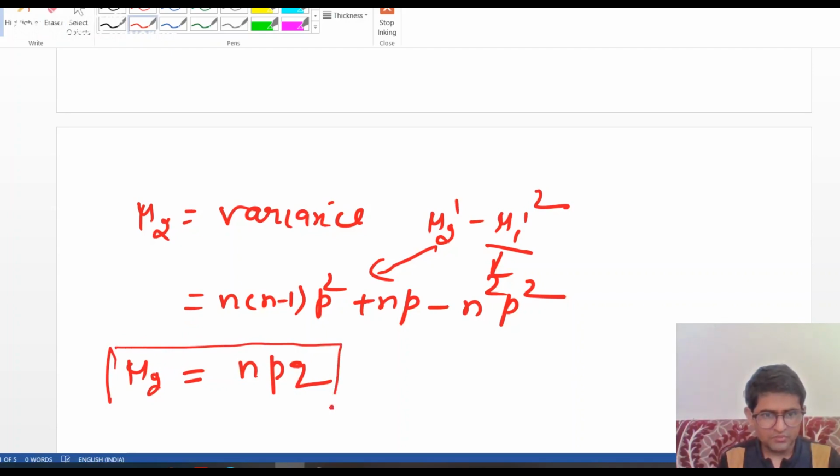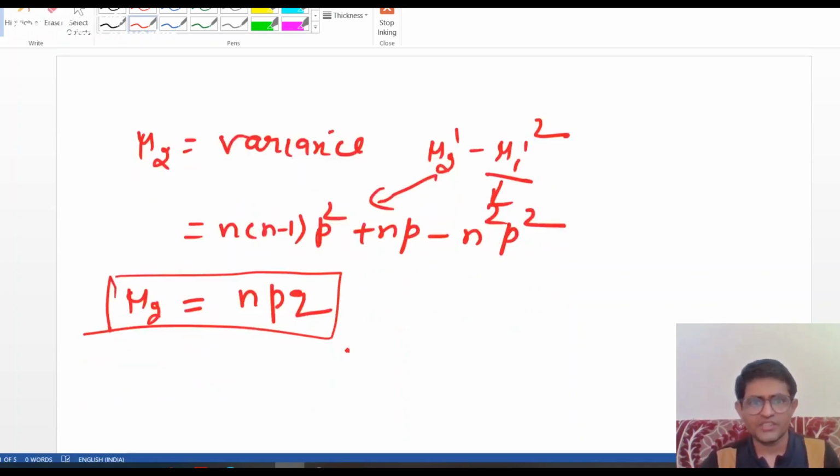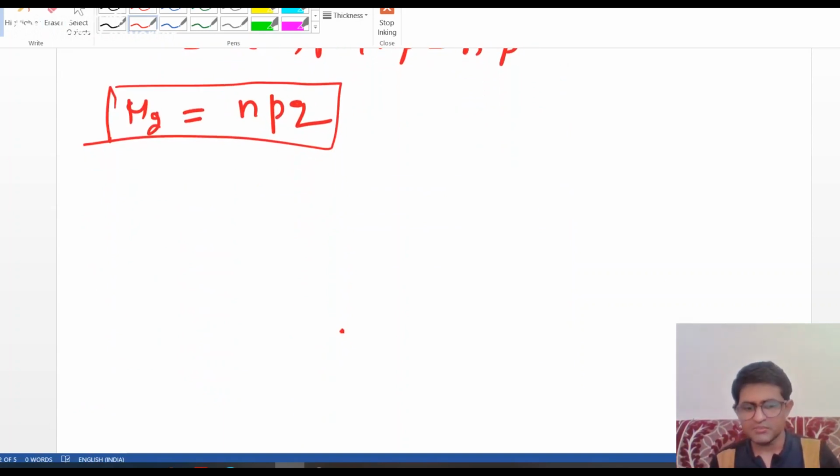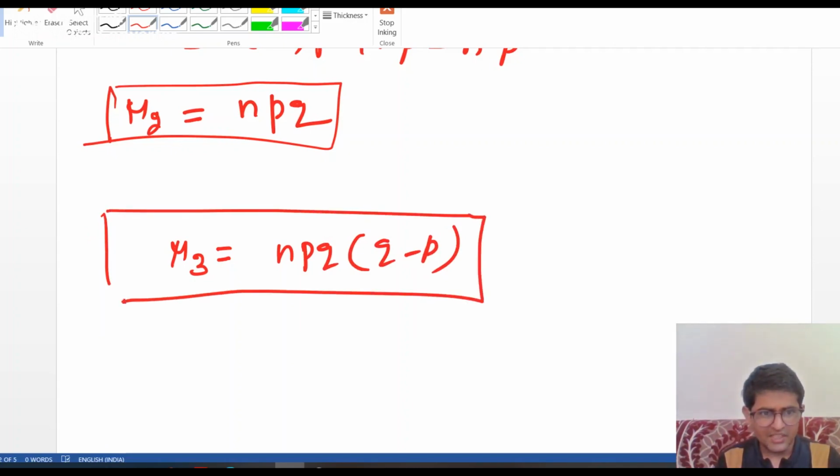This is the value of mu2. Okay guys, hope you understand how we can find the value of mu2, mu3 dash respectively. We can easily calculate them with the help of these expressions. We can calculate the value of npq(q minus p). This is the value of mu3 with the help of binomial distribution.